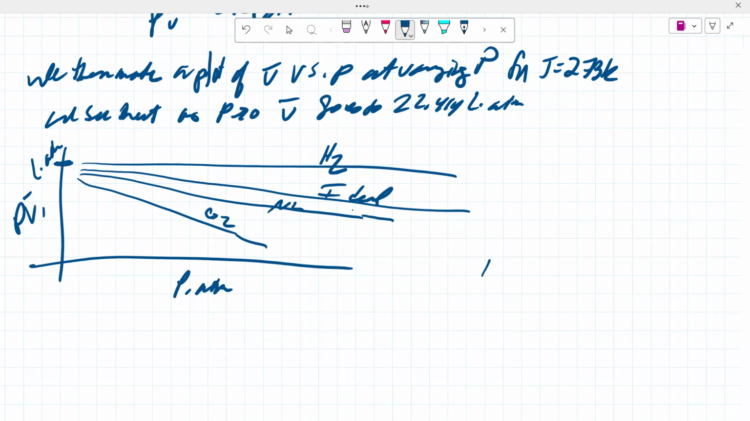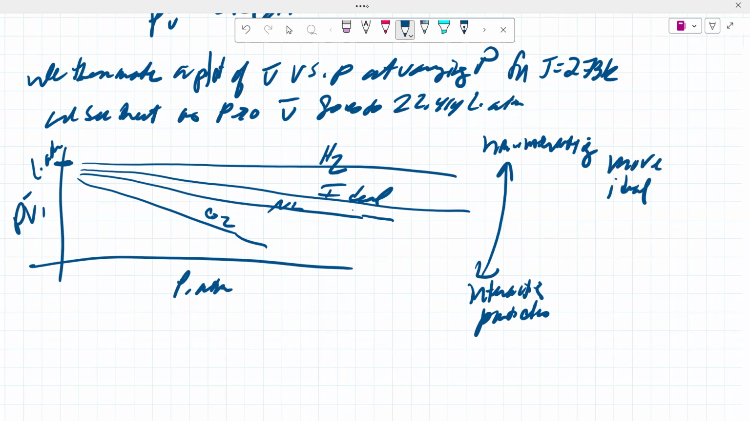So we see that what we've done is we've made a range. Well, actually, the range came out from the graph. So these are interacting particles. And these are ideal particles. Interacting. So this side is more ideal. This is less ideal. This all extrapolates out to the volume of 22.4.